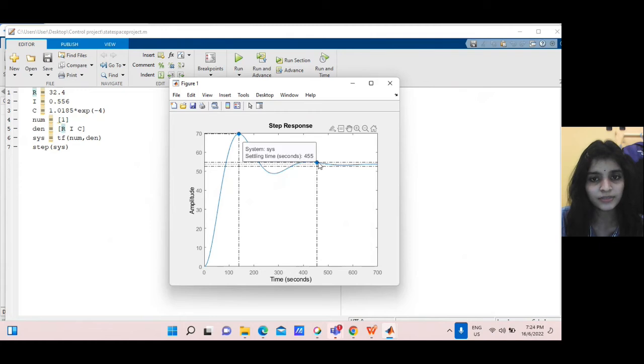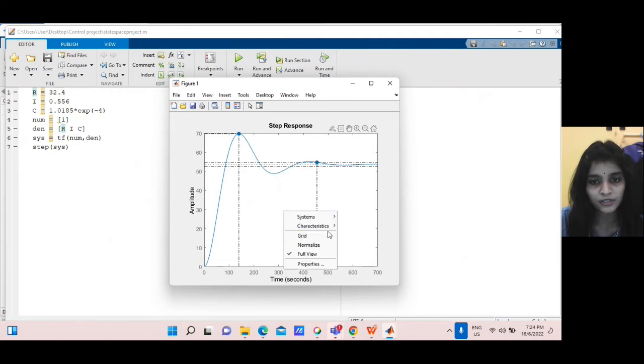Second, we're going to see the settling time. So this is the settling time. Settling time is when the graph, the waves start to stay in the same phase. So that's the time when it's 455, that's the settling time.